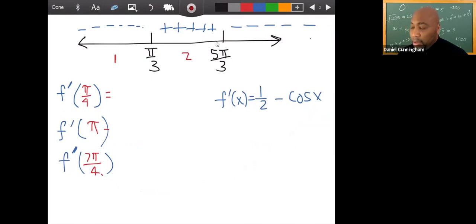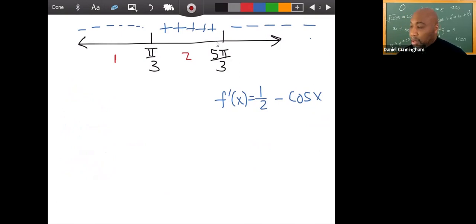So now I'm going to erase what we show the work and show you what the answer would be. So let's start with increasing. Where's the function increasing? It's increasing between pi thirds and 5 pi thirds, right? Where all the pluses are at.